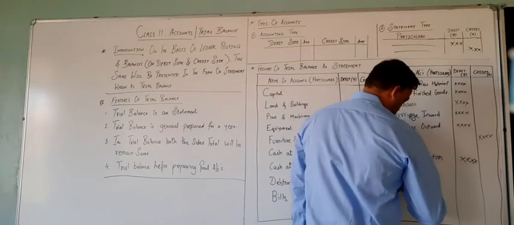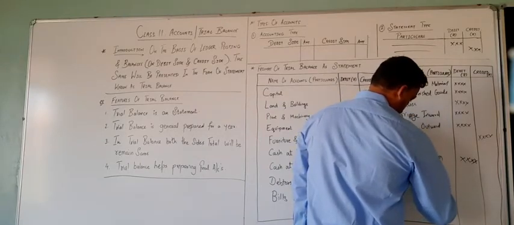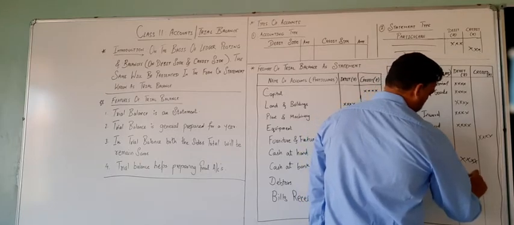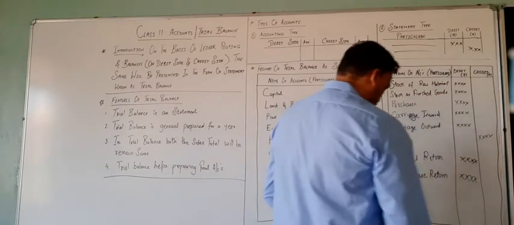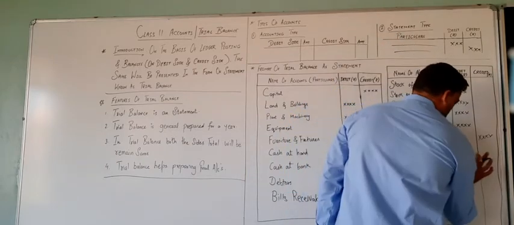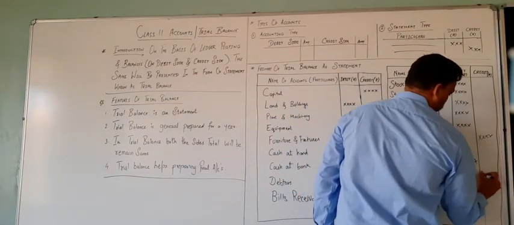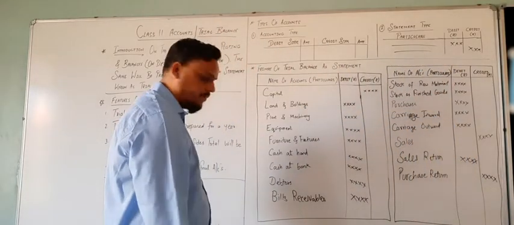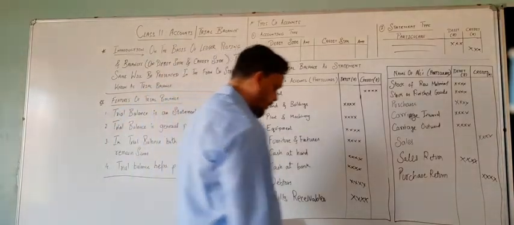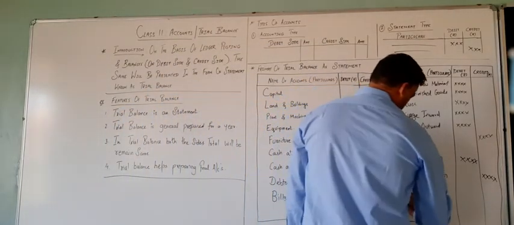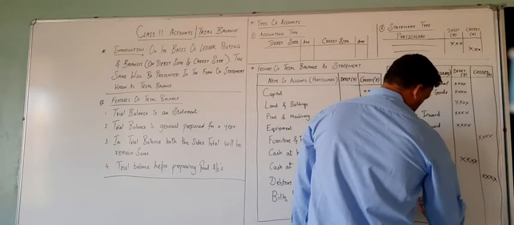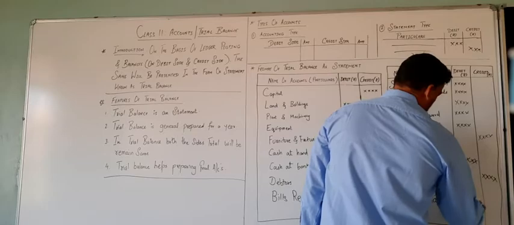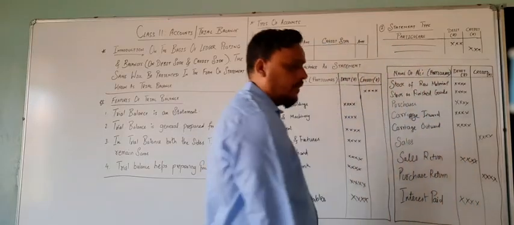Then purchase return. Amount will be on the credit side, not on the debit side. It is mistakenly written over here. So the purchase return will be on the credit side. Next is interest paid. Interest paid amount will be on the debit side.